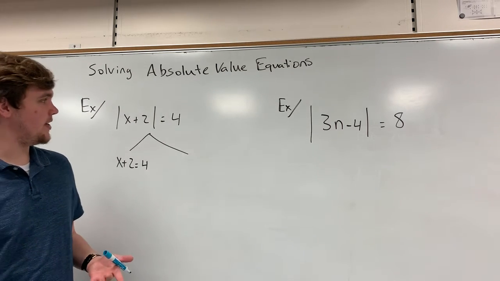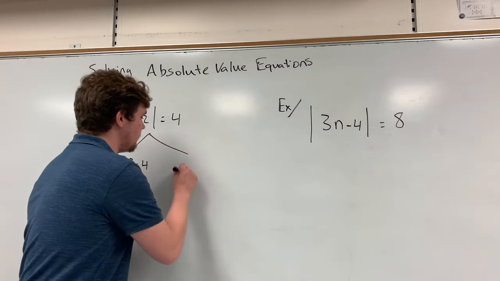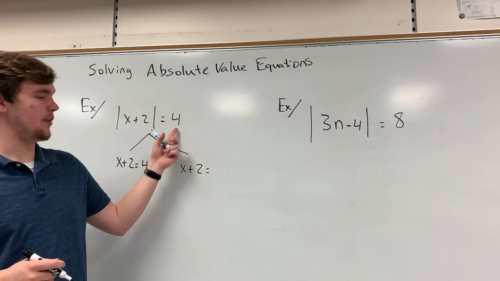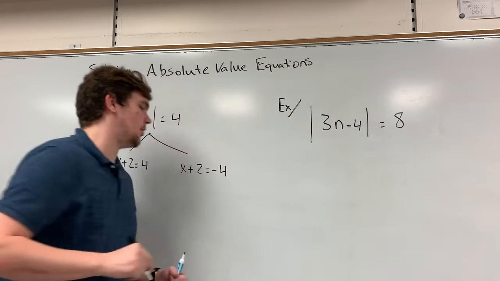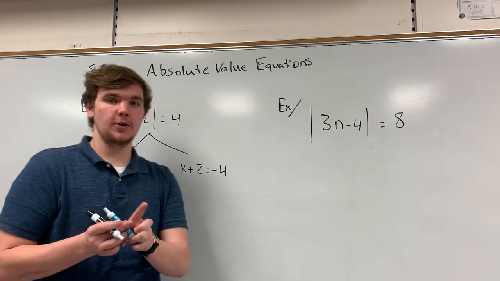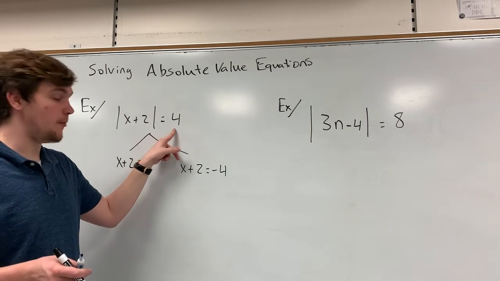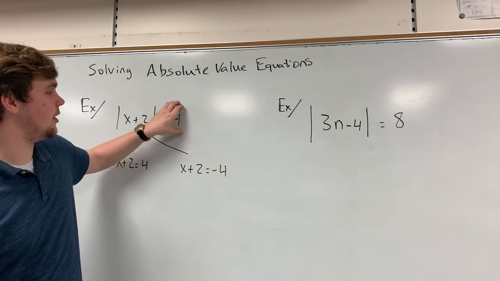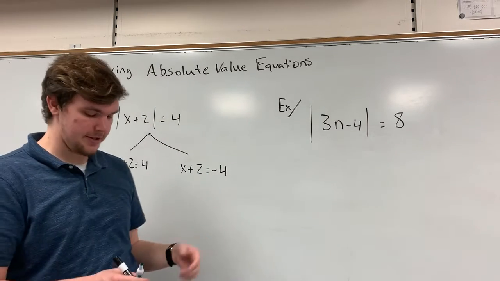Now, my second equation is going to be slightly different. I'm still going to have x plus 2, but instead of equaling +4, that's going to equal -4. I made this side of the equation negative, right? So now I really have two different equations to solve: x plus 2 equals 4, and x plus 2 equals -4.